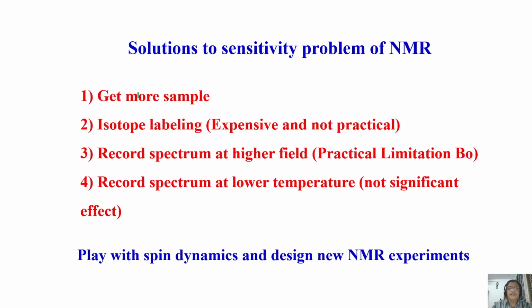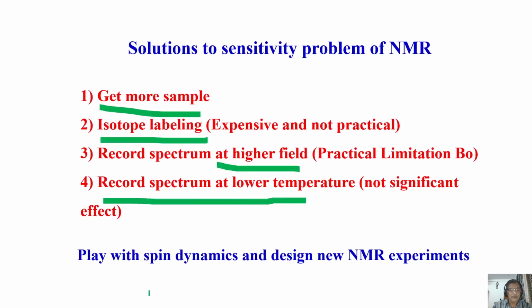One of the ways of increasing sensitivity, we know, is to get more sample, do isotopic labeling, go to a higher magnetic field, and record the spectrum at low temperature. Whether all are practically possible or not depends upon your ability, what you can do, whether you have more sample or whether you have the facility to do isotopic labeling by some chemical way. Sometimes it's very expensive. For going to a very high magnetic field, if you want an 800 megahertz or 1000 megahertz spectrometer, it may not be available. So all those limitations are there.